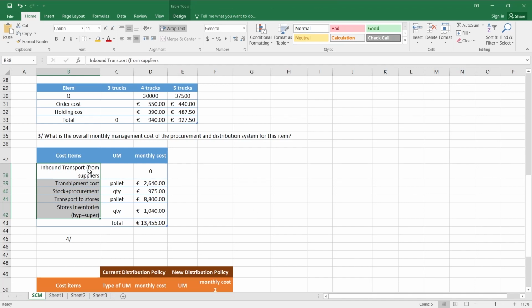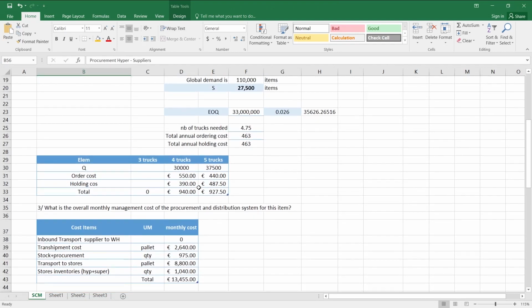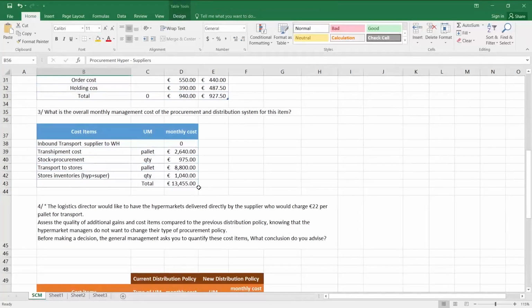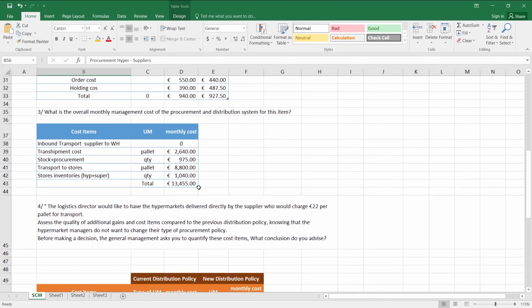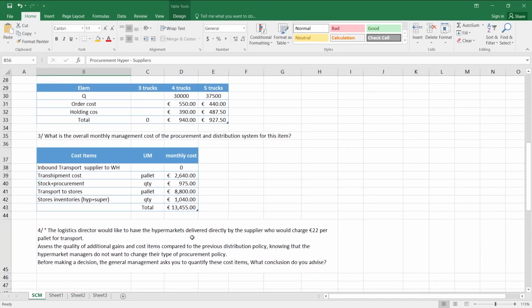Okay, and that includes all the costs involved in our supply chain model, from the inbound transport from our suppliers to the average monthly cost related to our inventories. Now heading to the last part of our supply chain problem, where things will get more interesting, because we are asked to assess a new distribution policy where the hypermarkets will be delivered directly by the supplier instead of going through our central warehouse C.